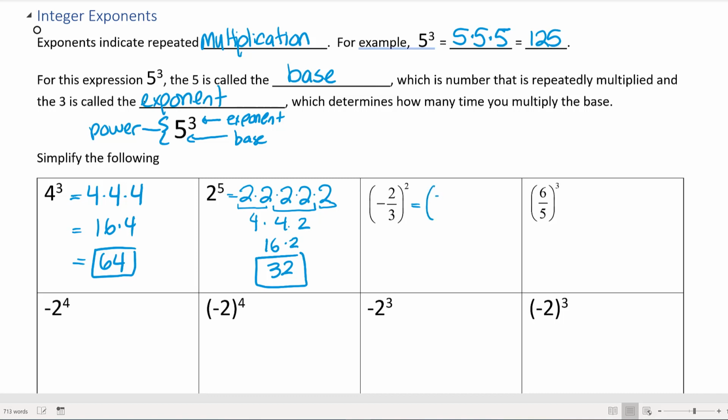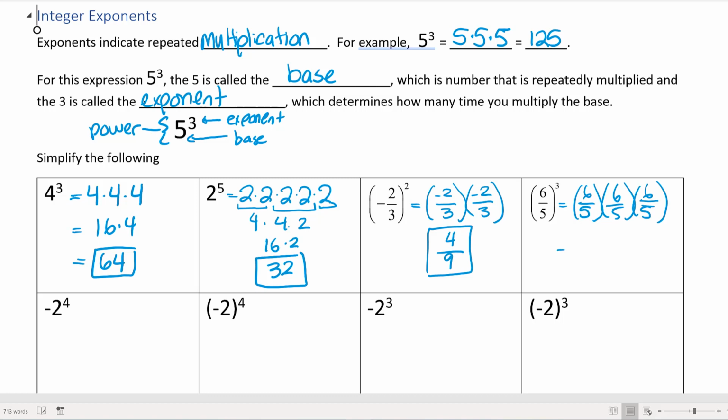Negative 2/3 squared. This looks really hard because there's a negative and there's a fraction, but it's really not that bad. Squared just means write the inside twice, so I'm multiplying the whole parentheses by itself. And when I multiply fractions, you just multiply the tops. Negative 2 times negative 2 is positive 4, and 3 times 3 is 9, and that's it. 6/5 cubed means 6/5 multiplied by itself 3 times. 6 times 6 times 6 is 216. 5 times 5 times 5 is 125.